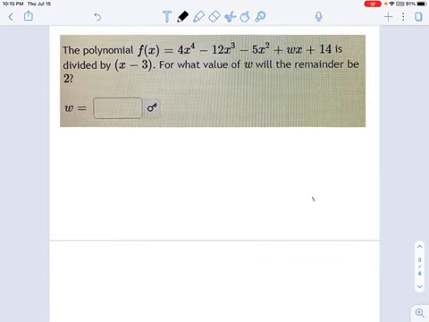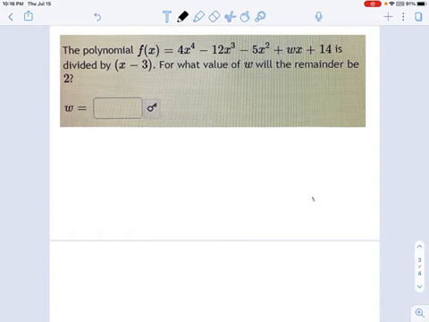So we're going to use the remainder theorem in a kind of interesting way. It gets turned around on its head a little bit in this problem. What this problem asks is, it says the polynomial f of x, and this big long thing, is divided by x minus 3. For what value of w will the remainder be 2?